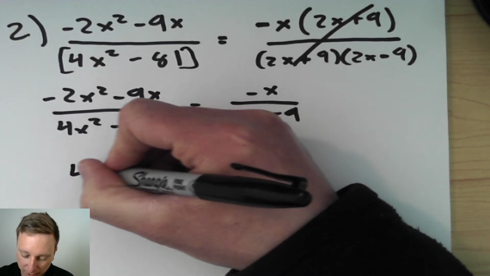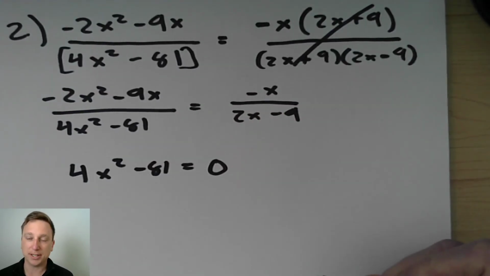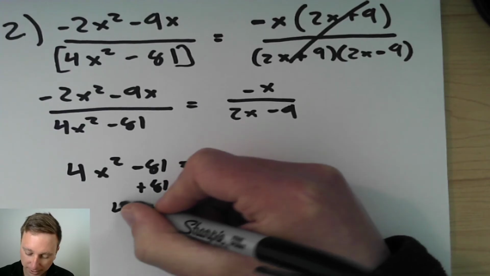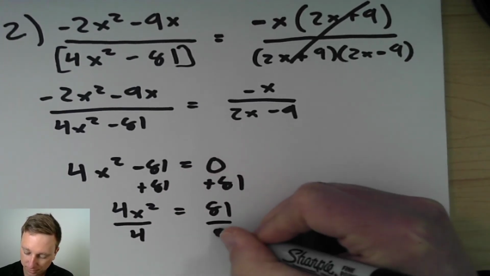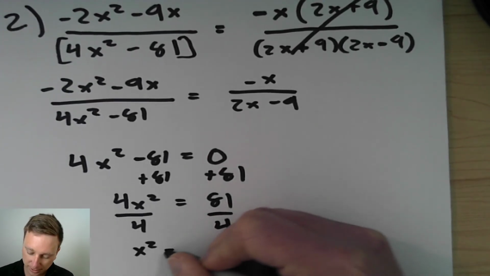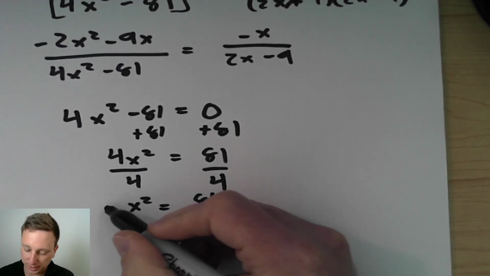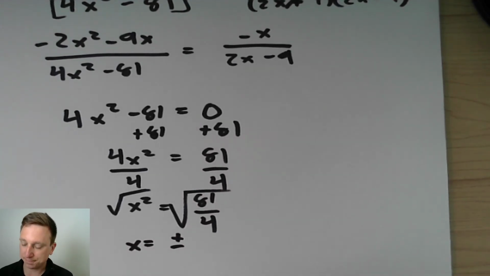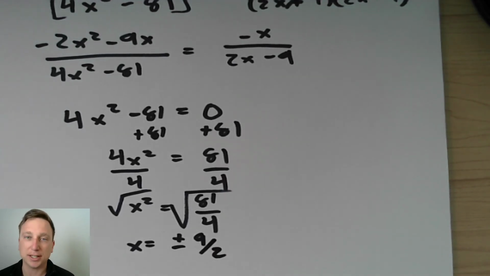So here we can say, what makes 4x squared minus 81 equals 0? And we can solve this by solving for x. So add 81 to both sides. We get 4x squared is 81. Now divide by 4. We get x squared is 81 fourths. And finally, we can square root this to solve for x. So square root the left, square root the right. We get x is plus or minus here. Square root of 81 is 9. Square root of 4 is 2. So plus and minus 9 halves.